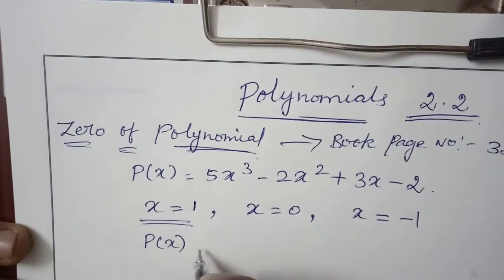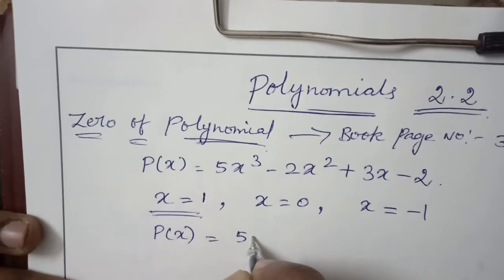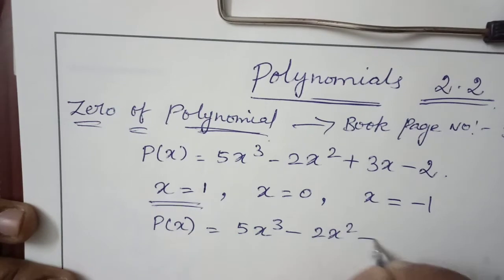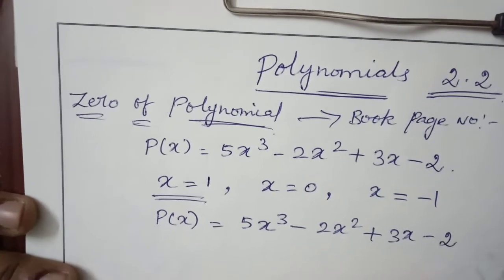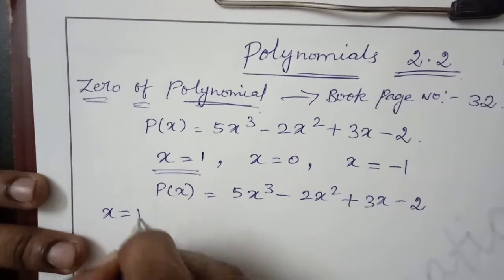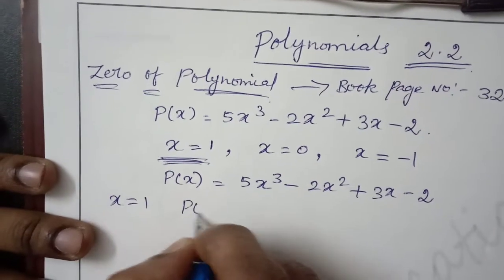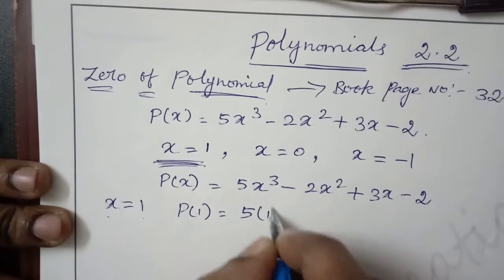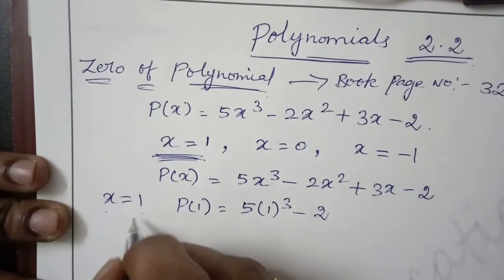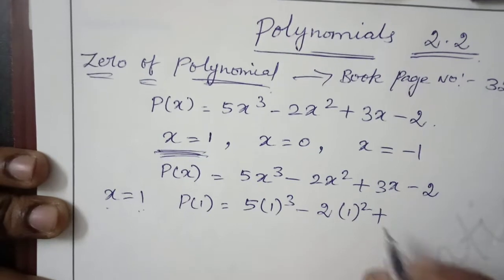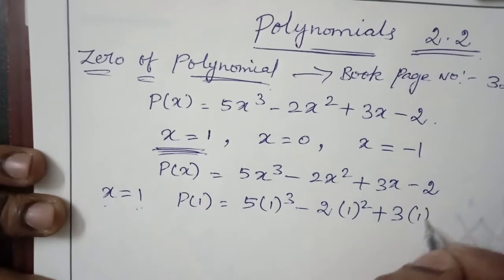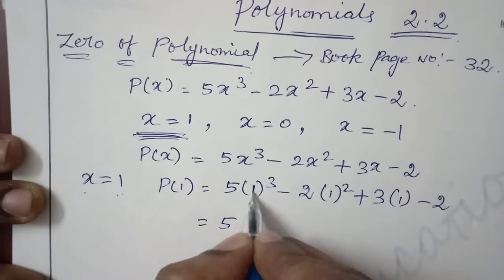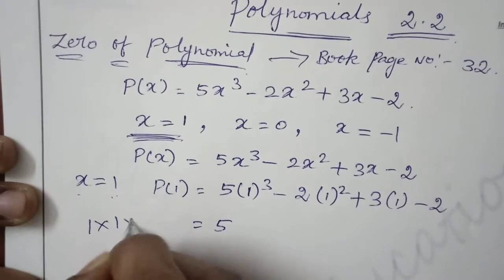So p(x) = 5x^3 - 2x^2 + 3x - 2. We are going to do it with x = 1 first. So p(1) = 5 × 1^3 - 2 × 1^2 + 3 × 1 - 2. Here 1 cube is 1 into 1 into 1.